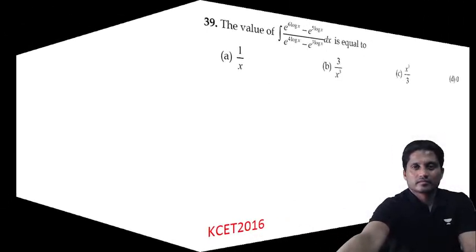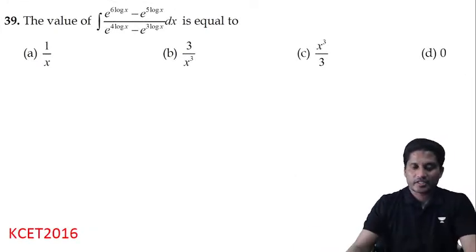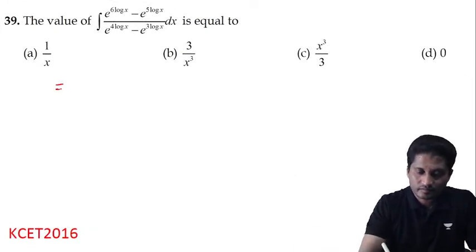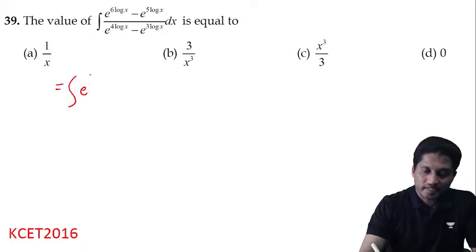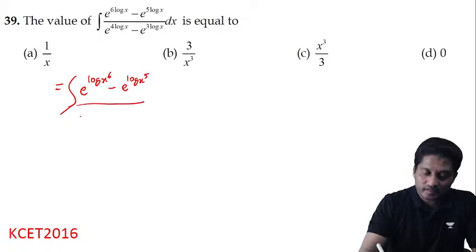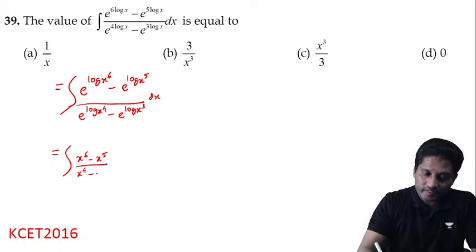Yeah, integration of e power 6 log x can be written as log x power 6, right? Minus 5 log x can be written as log x power 5, whole divided by e power 4 log x can be written as log x power 4, minus 3 log x can be written as log x cube, then dx. E power log x is x to the power of 6 minus x to the power of 5 upon x to the power of 4 minus x cube dx.